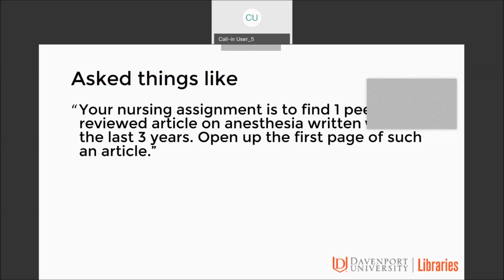You'll notice we said nothing about Summon. We don't even call it Summon, we call it the library search box, but we said nothing about that either. Because we wanted to make it as realistic as possible, because the user is not coming saying, where do I find Summon? They don't even know Summon exists. They're saying, how do I find my research?